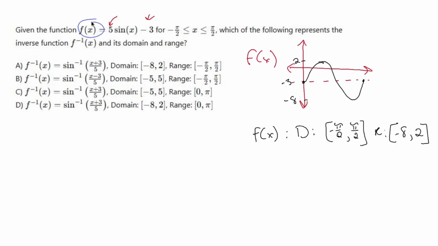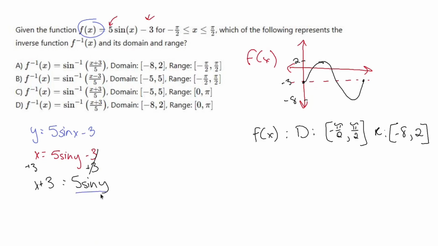So here's the function. f of x equals 5 sine x minus 3. I'm going to call f of x y to make life a little bit easier. y equals 5 sine x minus 3. Step number 1, swap the x and the y. So x equals 5 sine y minus 3. Add 3 to both sides. x plus 3 equals 5 sine y. Divide everything by 5. x plus 3 over 5 equals sine y.